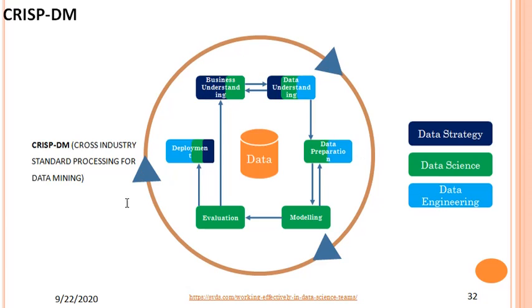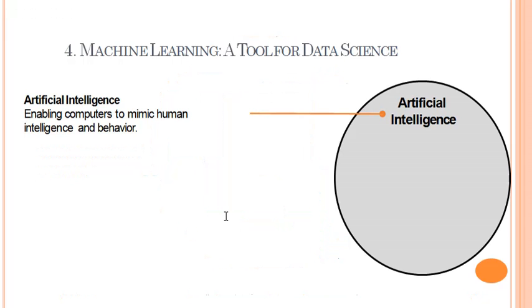And once we have the evaluation, we can go to the deployment of the application, or if it is not up to the required mark, then we can repeat the cycle and go again from the business and data understanding, and then we can improve the model. After the improvement in the model, we can again evaluate it, and if it's up to the mark, we can deploy our model.